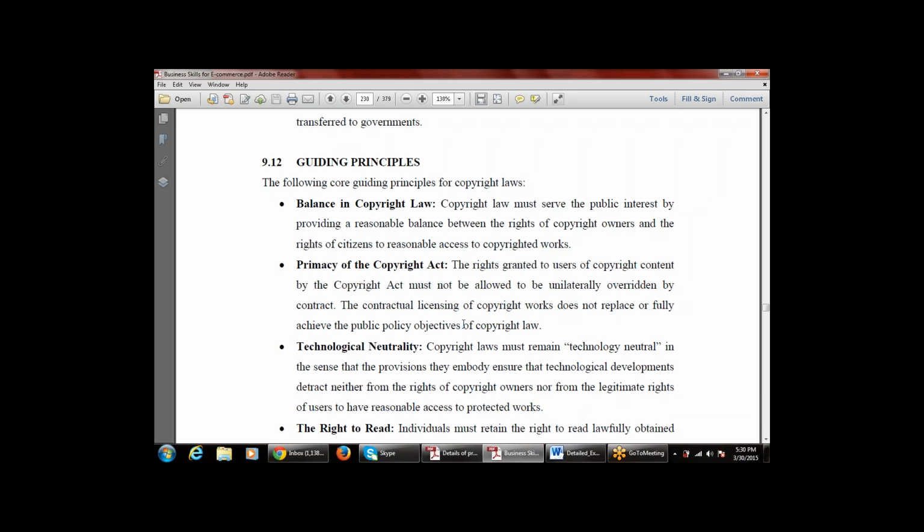Then technological neutrality is another principle, that is the copyright laws must remain technology neutral. That is, technology neutral means there is no hard and fast technology that is applicable for the copyright or for digital copyrights. So copyright laws must remain technology neutral in the sense that the provisions ensure that technological development detracts neither from the rights of the copyright owners nor from the rights of the users to have reasonable access to protected works. So if there is a new invention of a technique, that does not make an impact on the digital copyright. This is one of the guiding principles, technological neutrality.